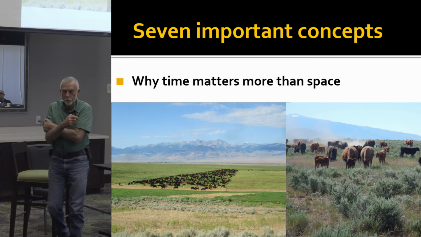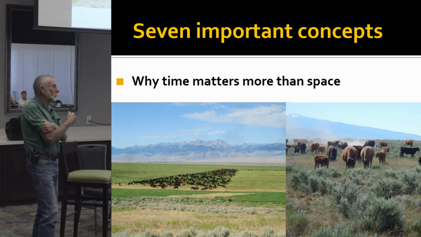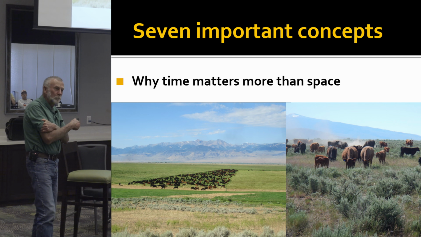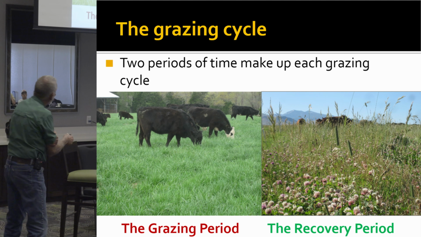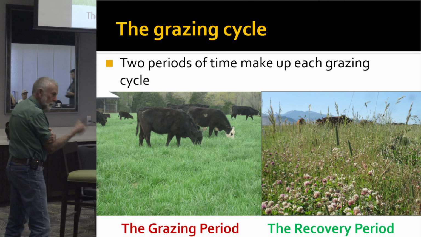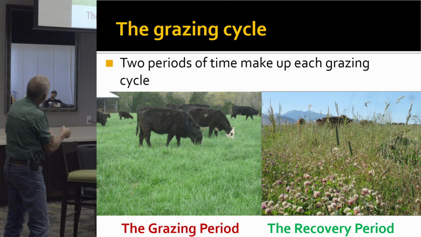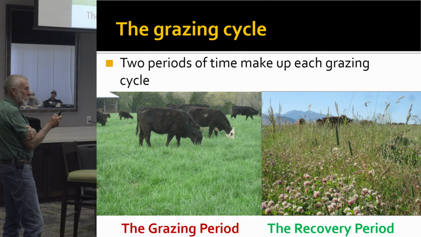And these next few slides, I think, are the most direct explanation of why we want short grazing periods and long growing periods. So each grazing cycle has those two time periods, and I emphasize they're periods of time. Grazing, when the pasture is actually exposed to animals eating on it. The recovery period, when animals are not present.